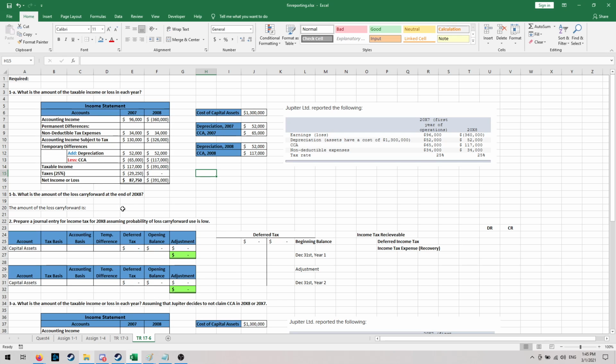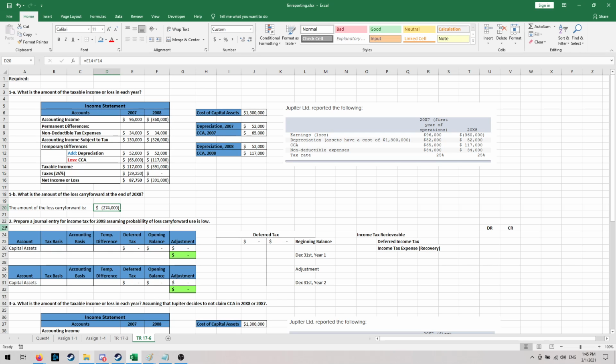So in part 1b, we're asked, what's the amount of the loss carry forward at the end of 2008? And that's simple enough to figure out. All we have to do is sum our taxable income and our loss. And we can see that we have $274,000 available to carry forward up to 20 years to cover any future gains so we can get a tax refund.